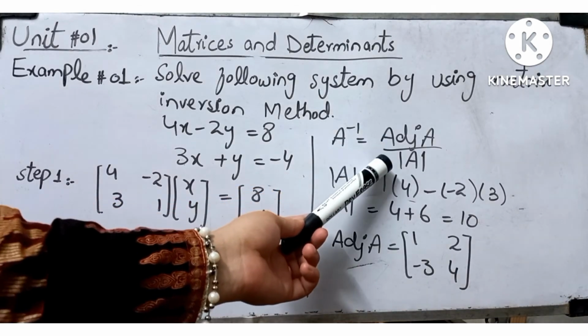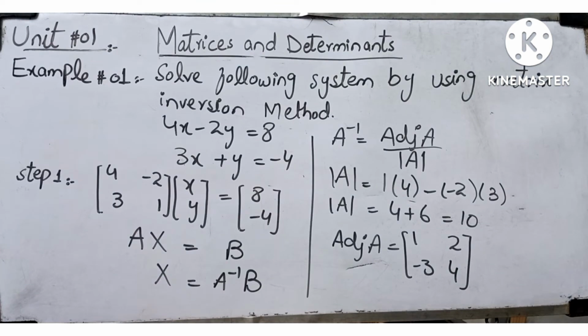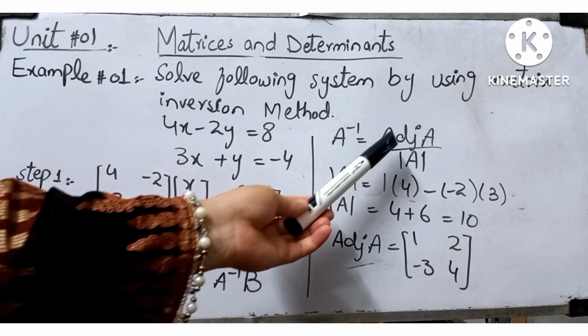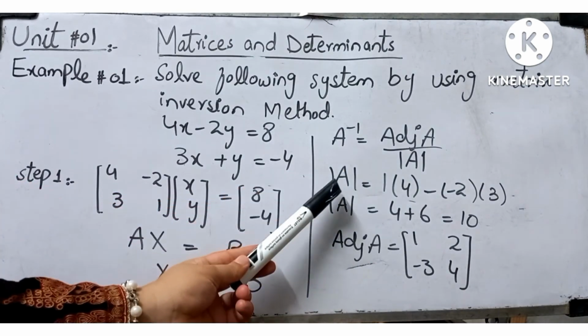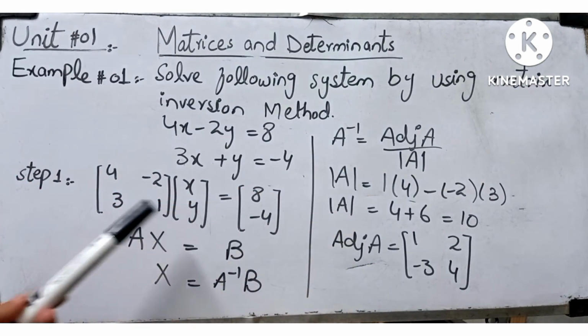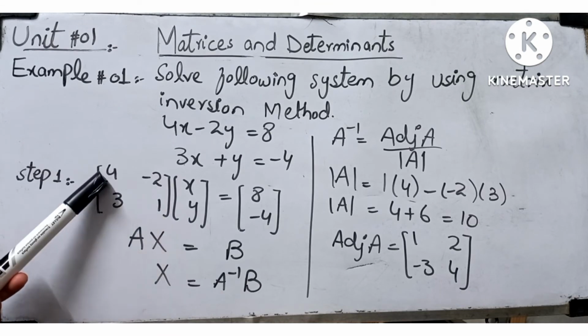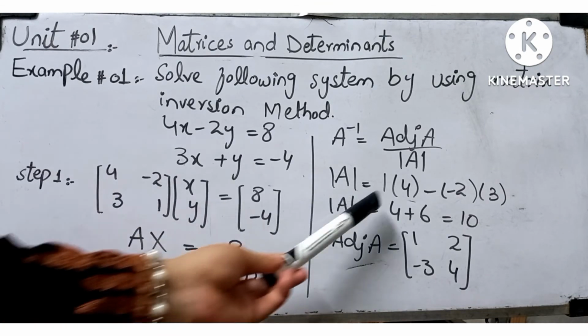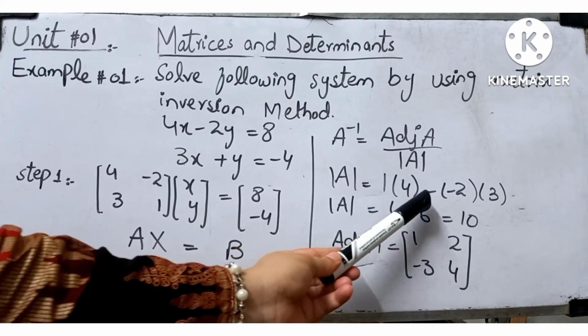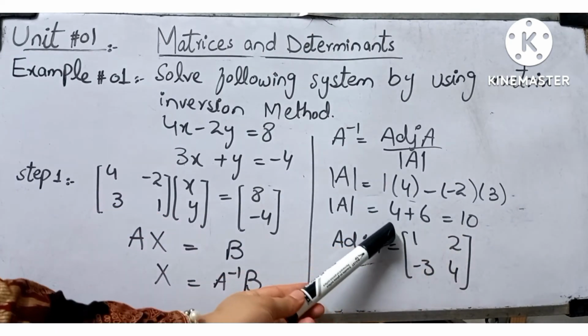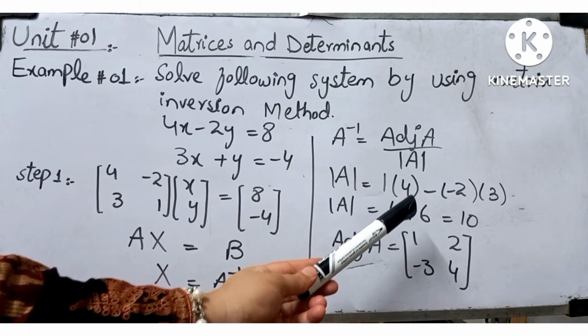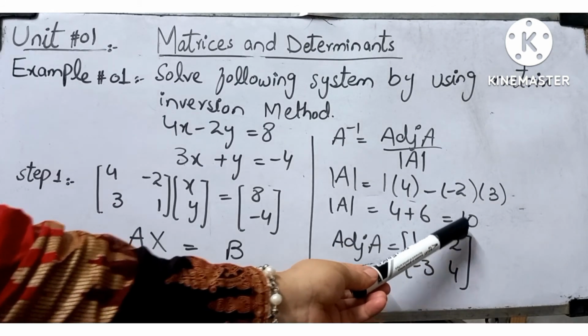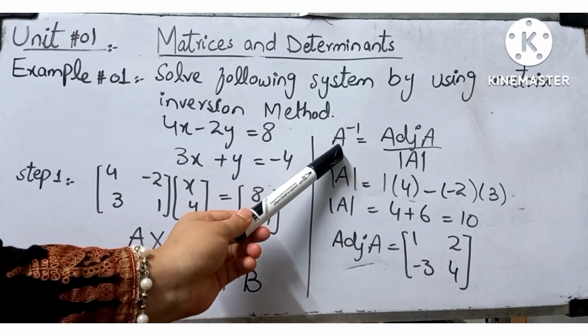A inverse is adjoint of A divided by determinant of A. There is a separate video on finding inverse of the matrices. You can also watch that video and understand the topic clearly. So A inverse is adjoint of A divided by determinant of A. Determinant of A is equal to 1 multiplied by 4 minus minus 2 multiplied by 3. And 4 1s are 4, minus minus plus, 3 2s are 6, 4 plus 6 is equal to 10. Since it is not equal to 0, we will find A inverse.